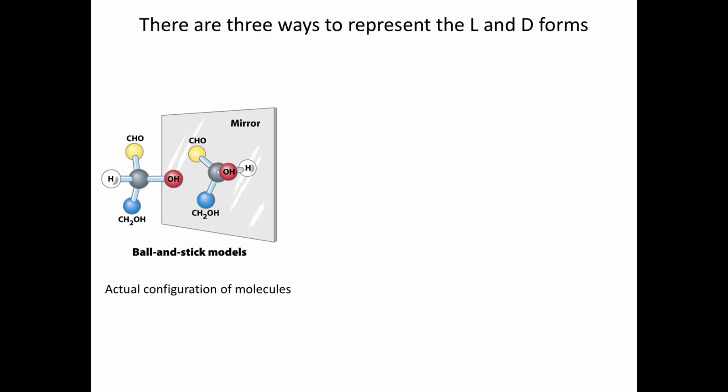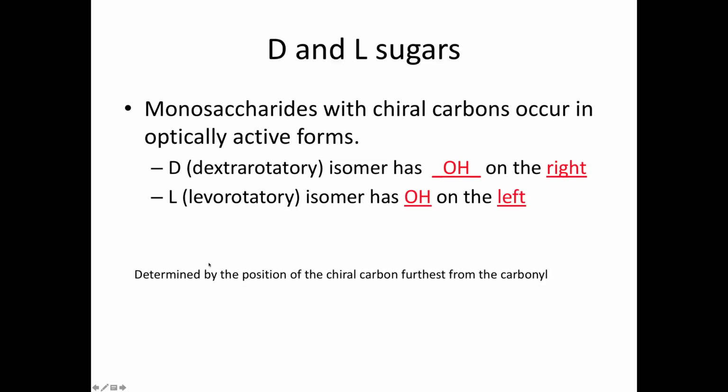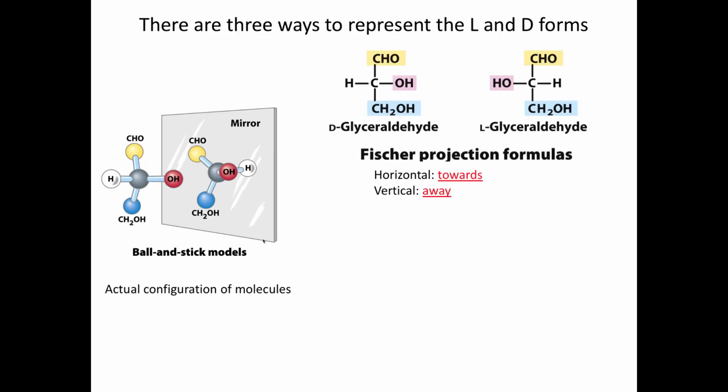So there are three ways to represent the L and D forms. So first is a ball and stick model, and this shows the actual configurations of molecules. Then the next kind of representation that's often used are Fischer projection formulas. So here we see D-glyceraldehyde and then L-glyceraldehyde. And in this projection, the way that we read this is that the horizontal substituents are facing towards us, and the vertical are facing away from us.